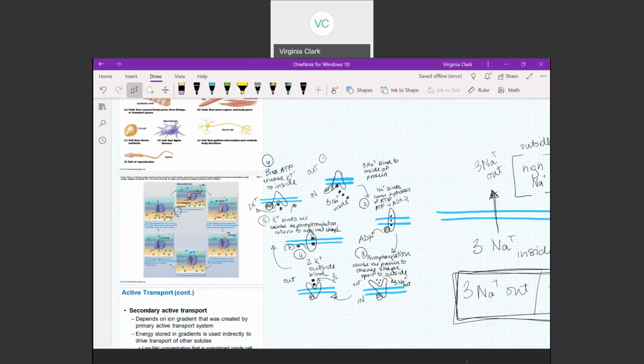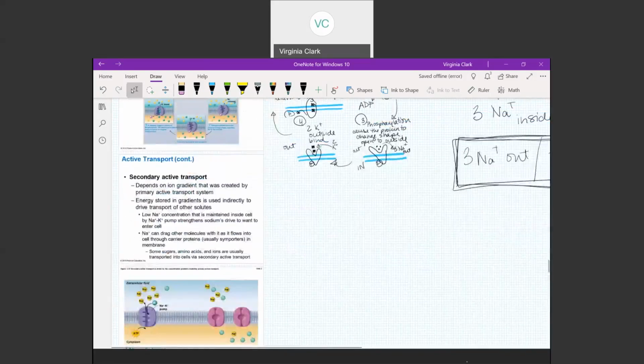Focus figure 3.1 talks through this process. Okay, that's primary active transport, and that's the sodium-potassium pump. Remember, you're changing the shape of the protein. All of that is active transport, and that is primary active transport. And then the second part of active transport is called secondary active transport.